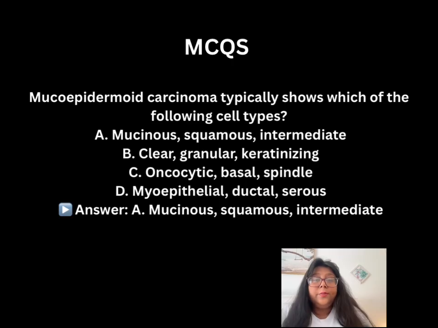Next question is mucoepidermoid carcinoma typically shows which of the following cell types? Option A, mucinous, squamous, intermediate. Option B, clear, granular, keratinizing. Option C, oncocytic, basal, spindle. Option D, myoepithelial, ductal, serous. You all know that mucoepidermoid, the name only tells you it's mucinous, squamous, and intermediate.